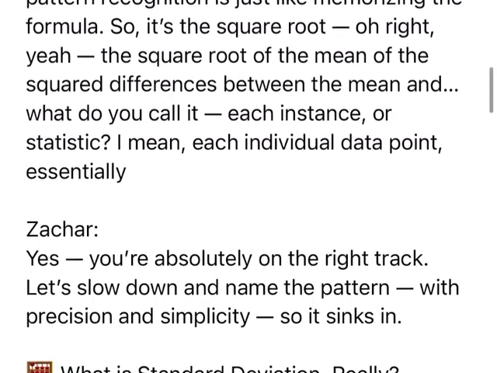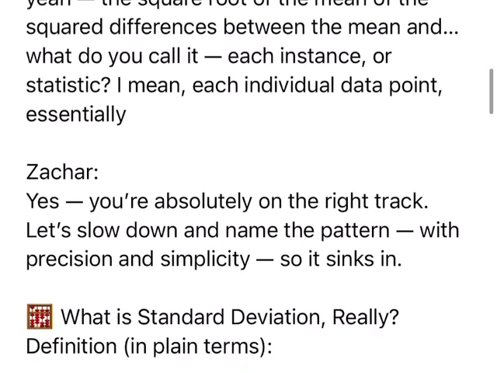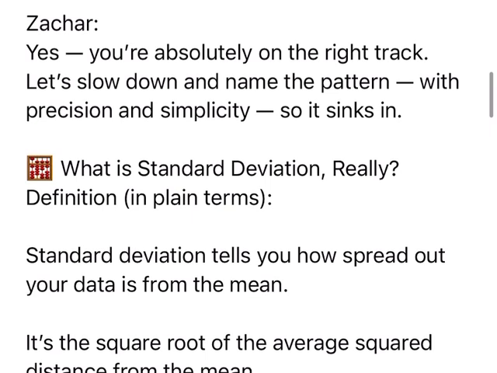So it's the square root. Oh, right, yeah, the square root of the mean of the squared differences between the mean and, what do you call it, each instance or statistic. I mean, each individual data point, essentially. Zakar. Yes, you're absolutely on the right track.